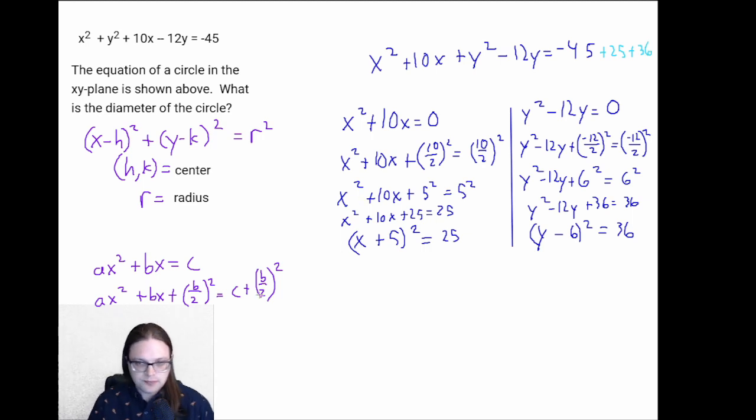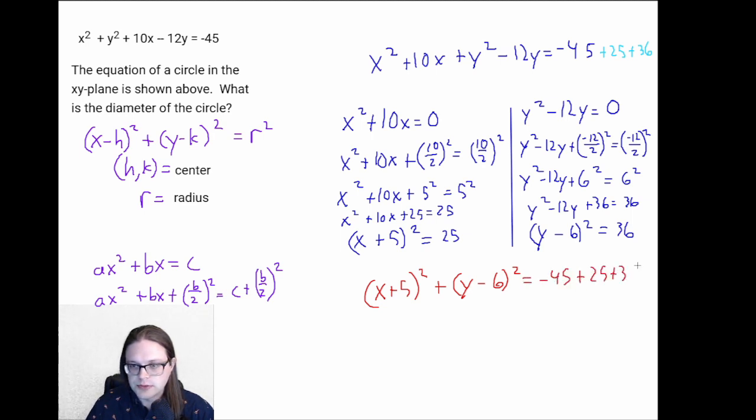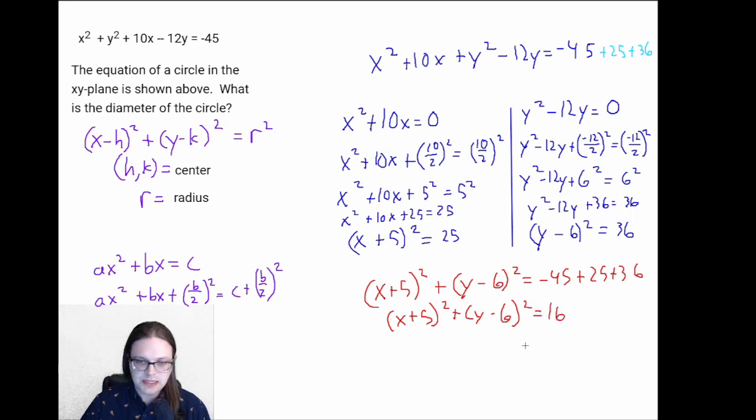Now, if we look here, we will write down everything into our new simple form. We have x plus 5 squared for my first completing the square, plus y minus 6 squared for my second completing the square, equals negative 45 plus 25 plus 36. Let me plug that into my calculator. Negative 45 plus 25 plus 36 equals 16. So x plus 5 quantity squared plus y minus 6 quantity squared equals 16.